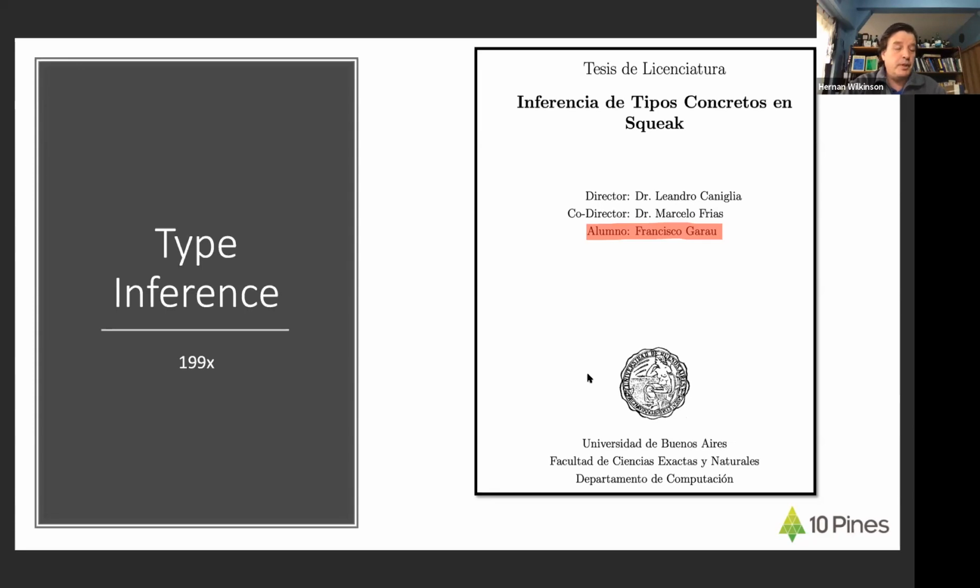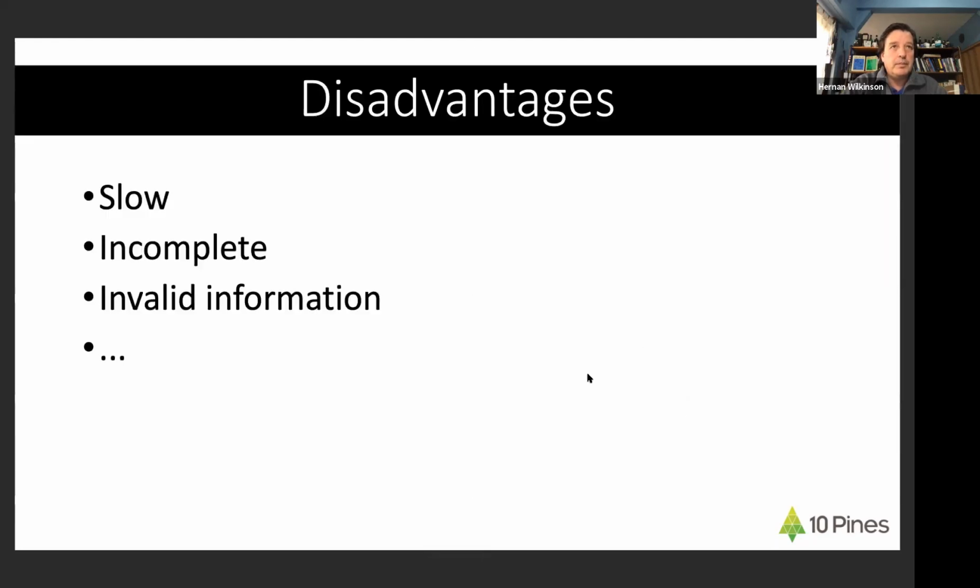I have to mention also the RoelTyper. That's another tool that does inference on types in Smalltalk. But type inference has some disadvantages. For sure, we all know about them. Sometimes it gets a little bit slow. The information is not always complete, and sometimes it gives you invalid information. So you have to tweak the tool a lot, and it doesn't work very well all the time.